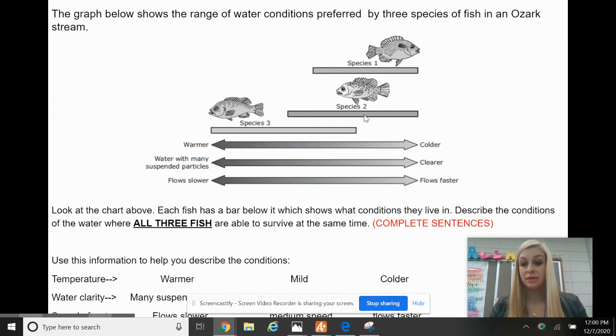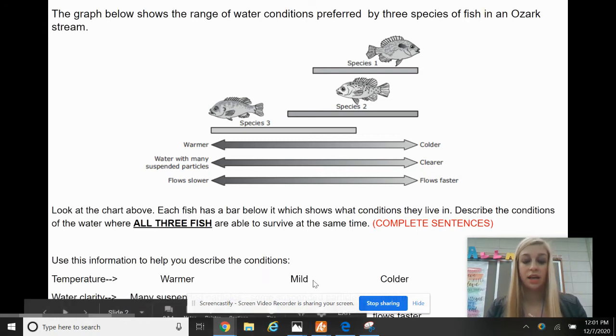Species 2 is very similar, but they have a larger range. Species 3 is like the total opposite. But is there somewhere where all 3 species overlap? If I draw a line straight down from here and straight up from here, there is a section where they all overlap in the middle, where they potentially could live in the same conditions.